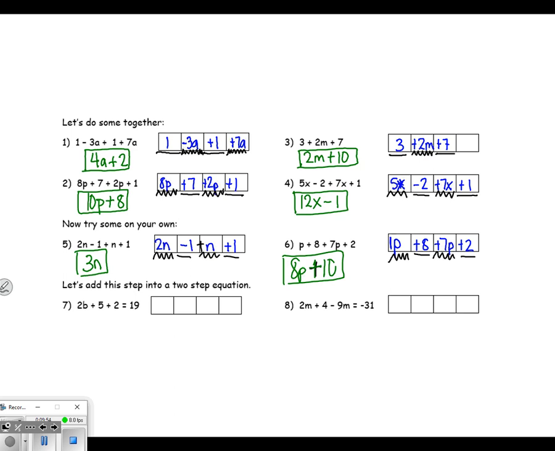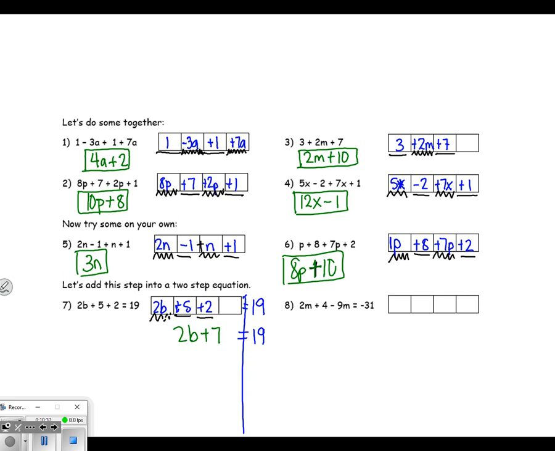Beautiful. Here we go. 2b plus 5 plus 2. Oh, these are equations. So I'm going to put my equals 19 out here because that's separate. I can't combine that because it's on the other side of my equation equal sign wall. Okay, so here I've got a 2b plus 5 plus 2. Looks like I can combine my two constants. That's going to give me 2b plus 7. And then I still have my equals 19.